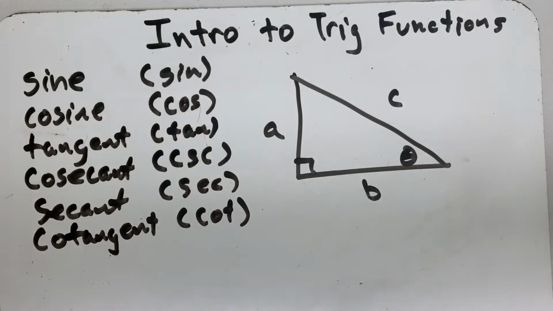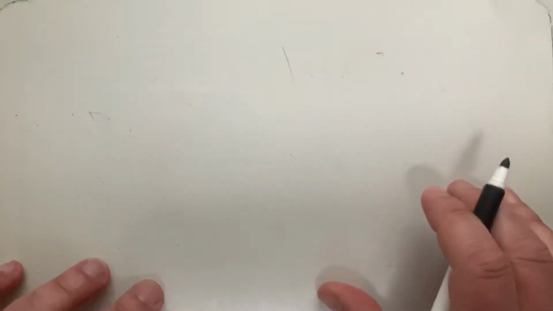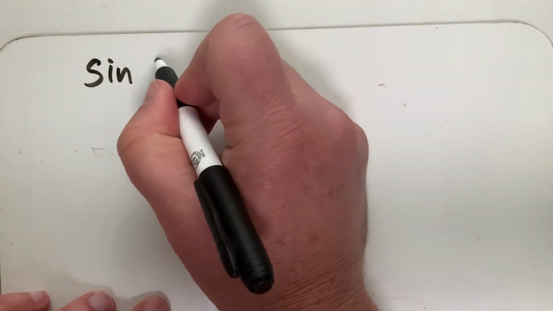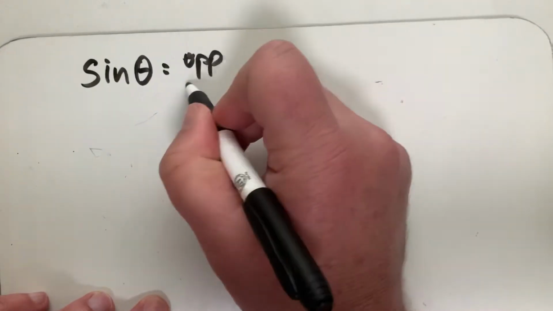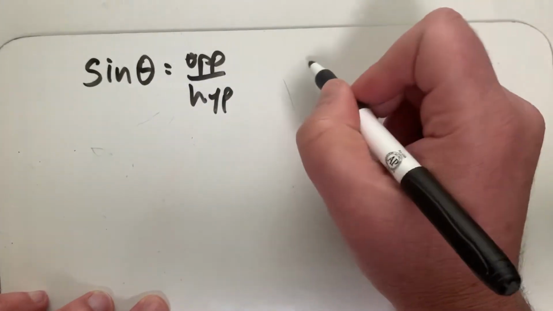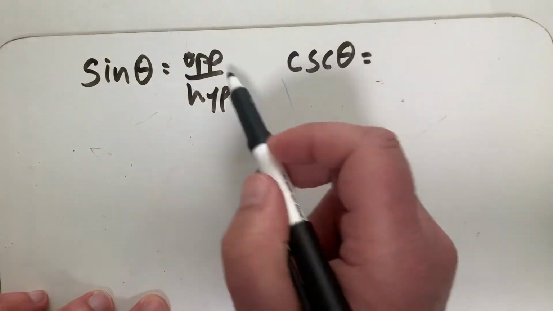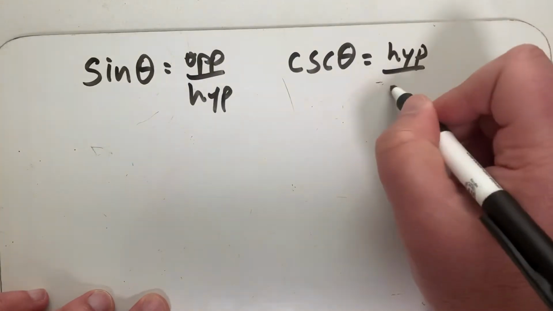Okay, so let's talk about, in fact, let me swap this one out. Let's talk about the placements on these. So sine, you guys know SOHCAHTOA already. Sine of theta, we'll keep that there, is going to be opposite over hypotenuse. Its reciprocal function is cosecant. And what we mean by reciprocal is we're just going to flip this one upside down. Hypotenuse over opposite.